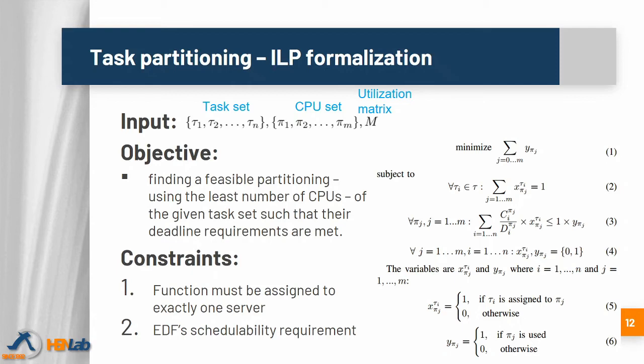Okay, the partitioning problem can be formalized as an ILP. The objective is to find a feasible partitioning of the given function set using the least number of processors such that their deadline requirements are met. We minimize the number of processors used for the real-time functions in order to give the remainder to the non-real-time ones, thus preventing them from starving for CPU. We have two constraints here. First, a task must be assigned to exactly one host, and second is the schedulability requirement of the EDF.